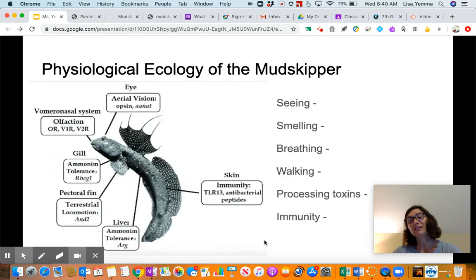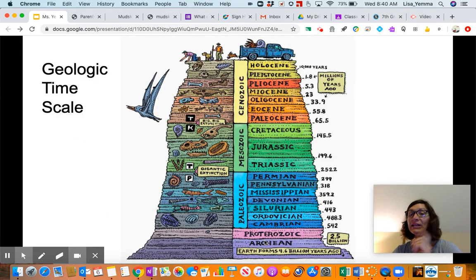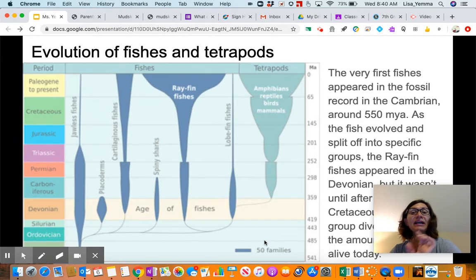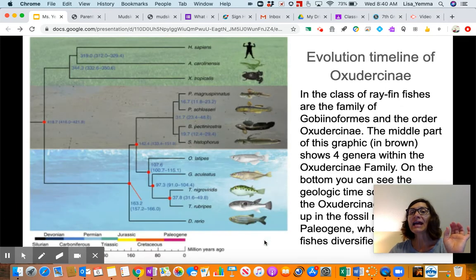Then we got to the physiological ecology. So this was really adaptations, and some of you guys decided to just write adaptations, which I totally appreciate because that's what I meant. So what are the adaptations that your organism has that help it survive in the environment? That's this slide. Then we added the geologic timescale. Then we talked about the evolution, and I stepped back and I did the evolution of just my class of ray-finned fishes. And then I added the evolution of my order.